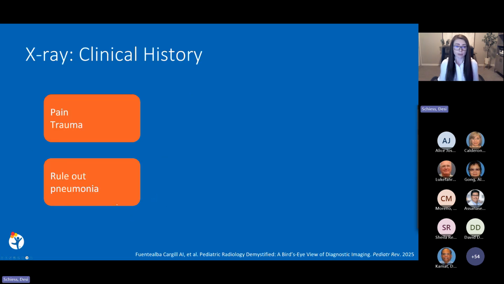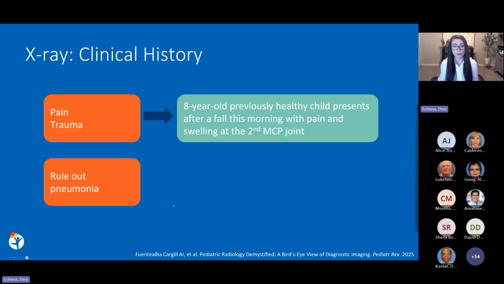Here are some examples. Instead of saying pain or trauma, it would be better to say, an 8-year-old previously healthy child presents after a fall this morning with pain and swelling at the second MCP joint. Clear communication of clinical details enables radiologists to be more efficient and precise while minimizing unnecessary clarifications, follow-up, or additional imaging.